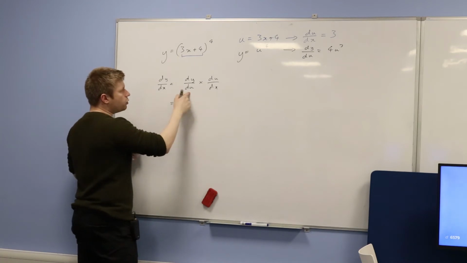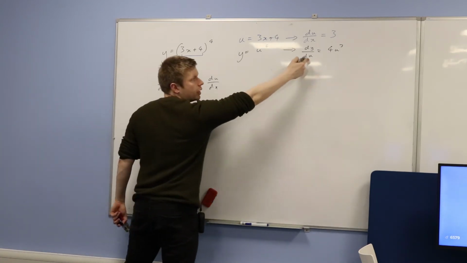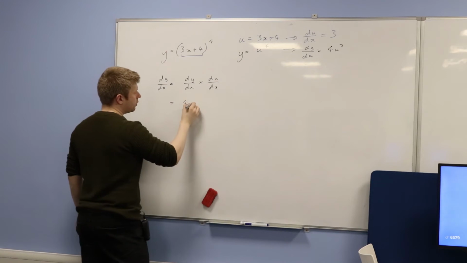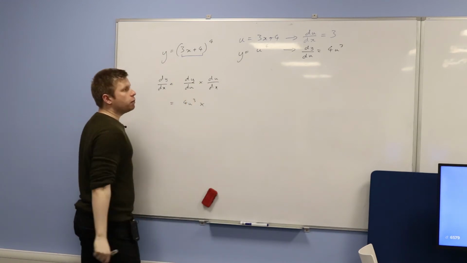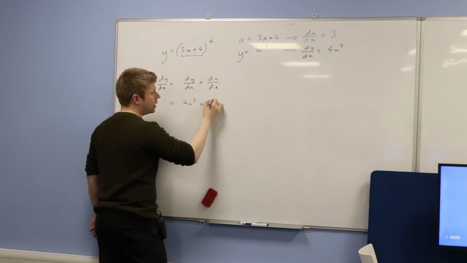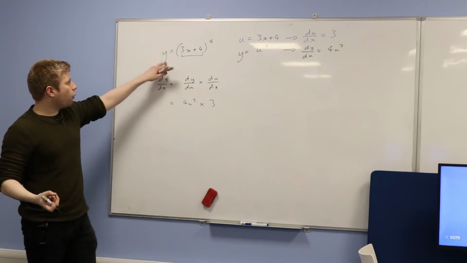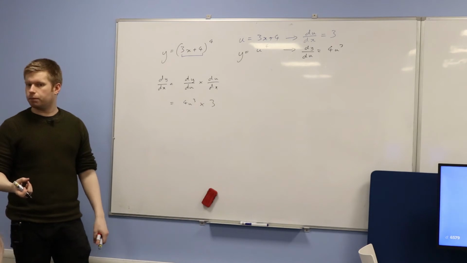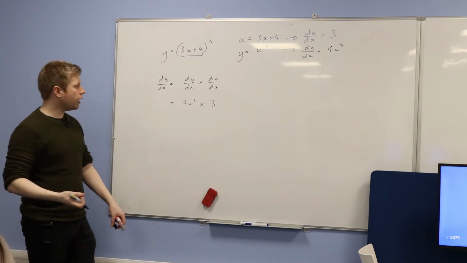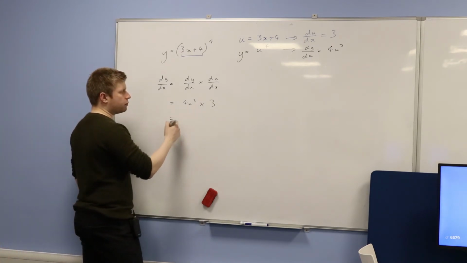So if I know dy by du, which I do, it's 4u to the power 3, and if I know du by dx, which I do, it's just 3, I should just end up multiplying those two things together, and I should end up with the derivative of my original function. You all happy with that? Okay? So, what's 4 times 3? We can tidy that up.